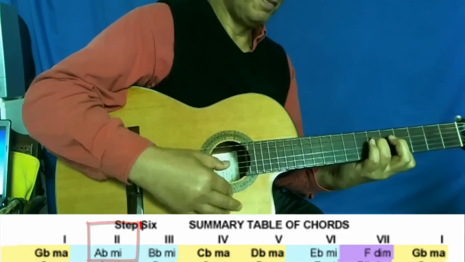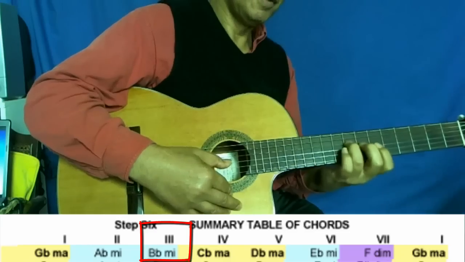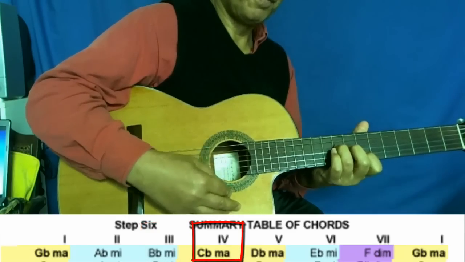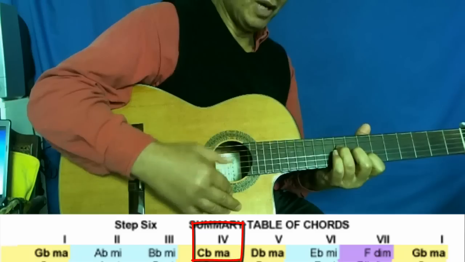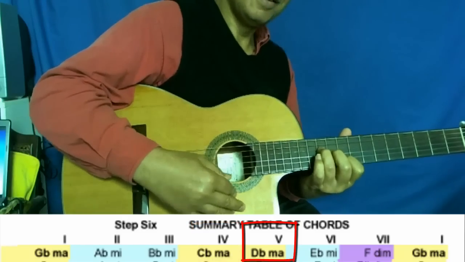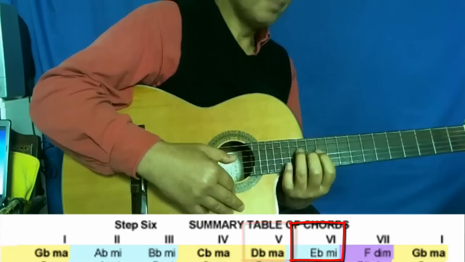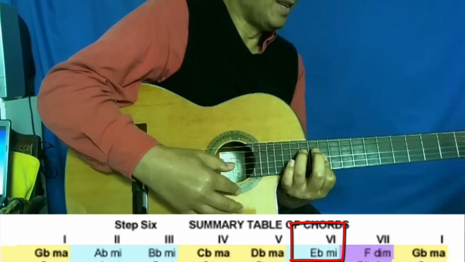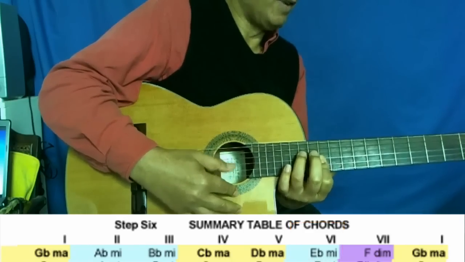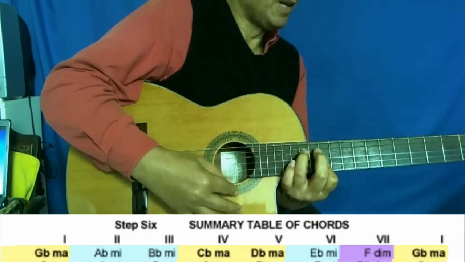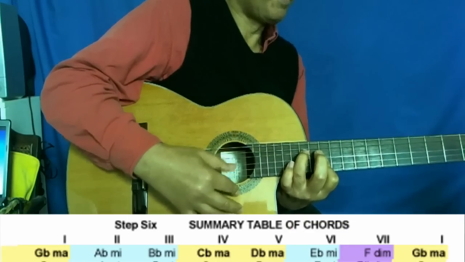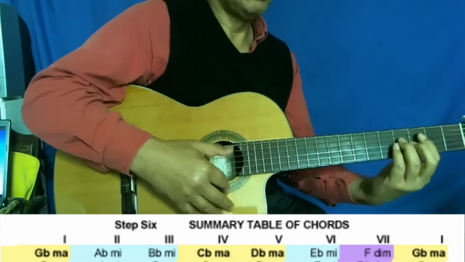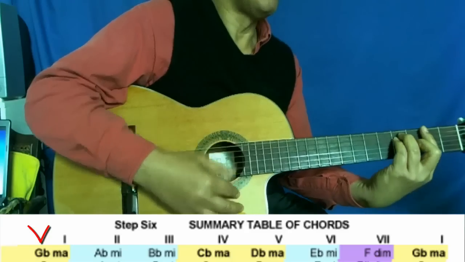Now we've got A flat minor. That's your 2 chord. Then B flat minor. And then major. E flat here. We'll hit six again. D flat. E flat. E flat in the 6-7-6th hole. Yeah. Okay. So now what you've got there are these chords. It sounds flatter.